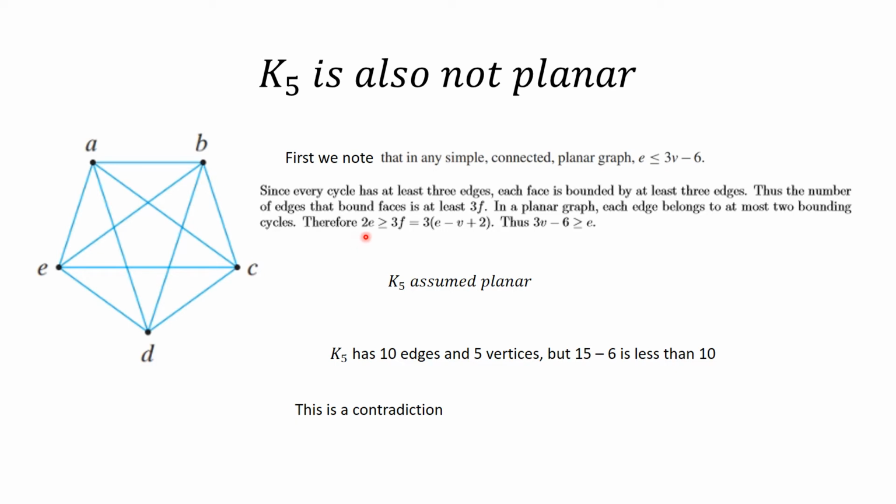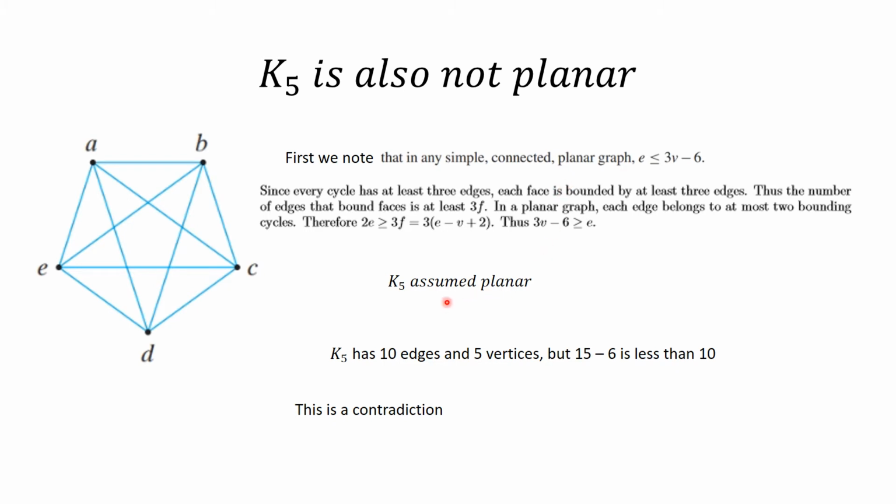But therefore that means that 2 times the number of edges is bigger than or equal to 3 times the number of faces. But we're assuming that this is planar, and that means Euler's formula holds, so the faces is equal to this. We do some algebra and we solve, and we get 3v minus 6 is bigger than or equal to e. Now, that's true for any planar graph.